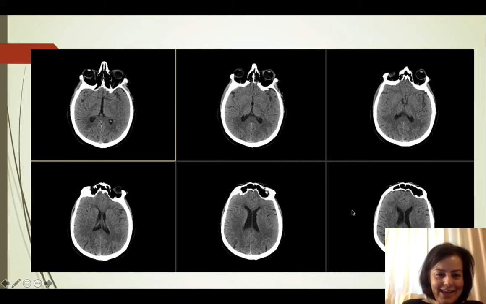But I would like to have you look very carefully at the left hemisphere. So if we look over here, you can see sulci over here, not so much. And you can imagine that the gray-white differentiation is a little bit blurred. Maybe a little bit here, the insula is a little crisper over here than over here.